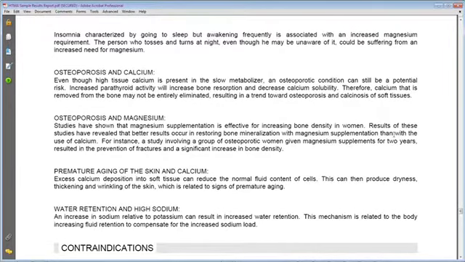Insomnia, characterized by going to sleep but awakening frequently, is associated with an increased magnesium requirement. The person who tosses and turns at night, even though he may be unaware of it, could be suffering from an increased need for magnesium. So it looks like all of the indicators are pointing toward magnesium supplementation.